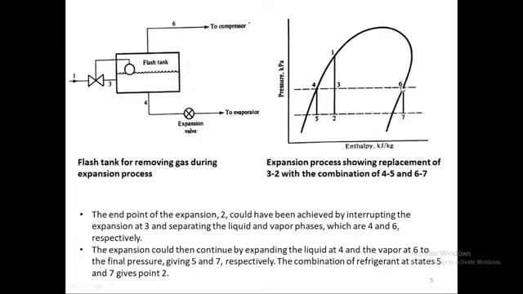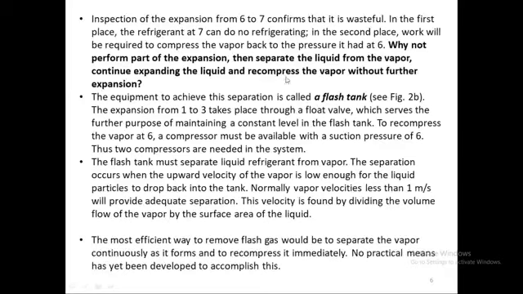Now if we drop this vapor refrigerant to point 7, we will be reducing the pressure, and then we will be compressing back to state 1. So it's wasteful. Why do that? Why not install a compressor right here which will compress it back there? So that's the idea we are discussing. Why not perform part of expansion, then separate the liquid from the vapor, continue expanding the liquid, and recompress the vapor without further expansion. The equipment to achieve this separation is called a flash tank.